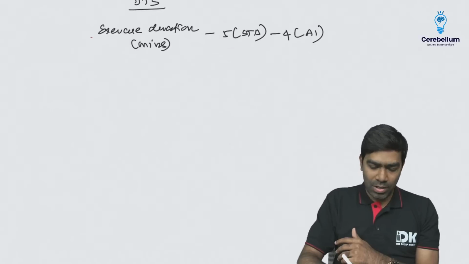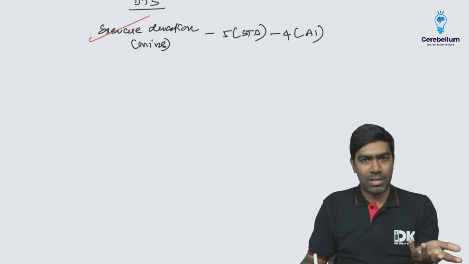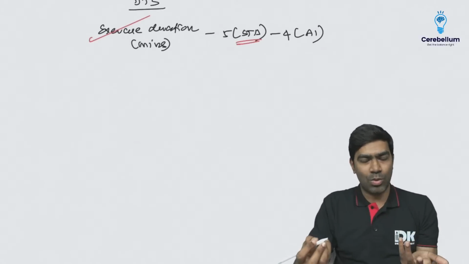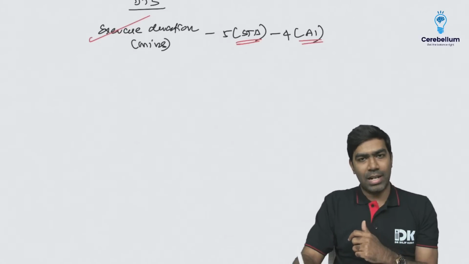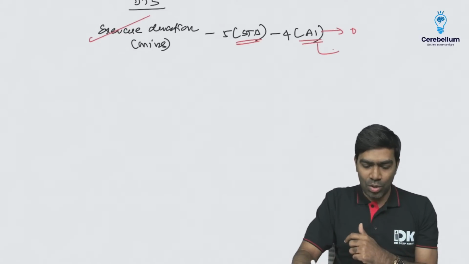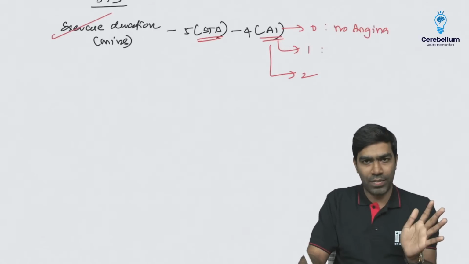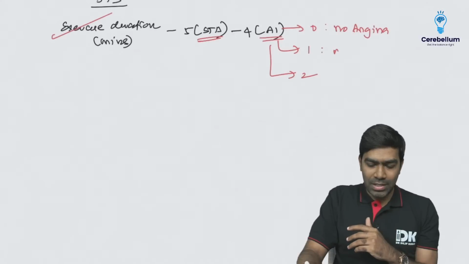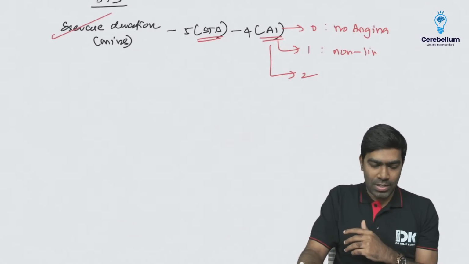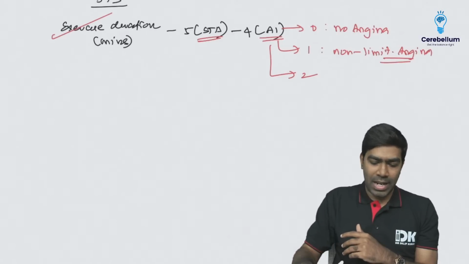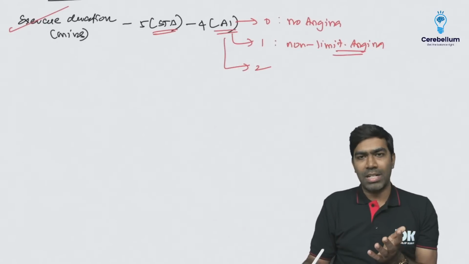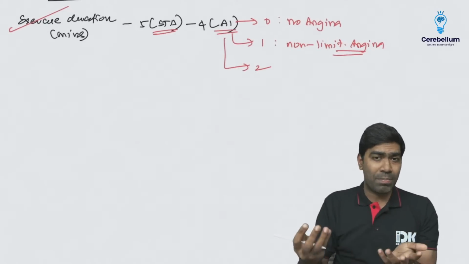So you will know the exercise duration using the treadmill itself. ST deviation from the ECG you can pick up. But what about angina index? Angina index, you have 0, 1 and 2. So what is 0? 0 means no angina. Patient is able to exercise throughout the test without any significant problem. So 1 means non-limiting angina. Non-limiting angina means patient is developing angina but is able to complete the test.